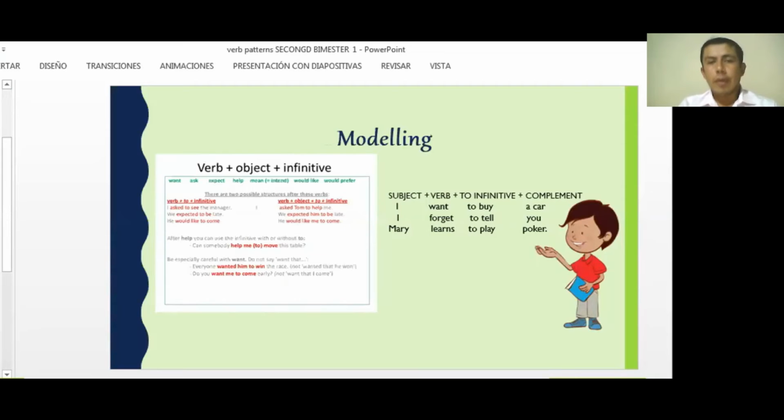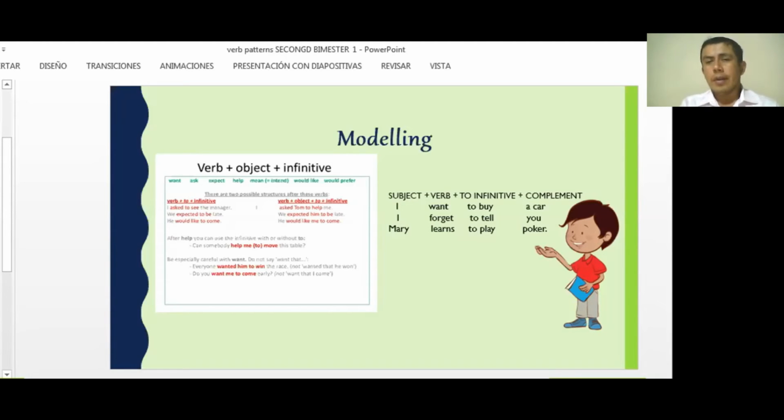For the modeling part, I will show students a poster with the grammar. In addition, I will write on the screen the correct form to make a sentence with verb partners, and review the grammar. For example, I for the subject, want for the verb, to buy for the infinitive, and a car for the complement.